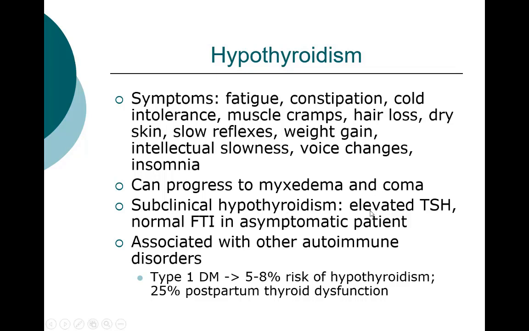Subclinical hypothyroidism: elevated TSH, normal FTI in asymptomatic patients. This is what we call subclinical hypothyroidism. May be associated with other autoimmune disorders like type 1 diabetes, 5 to 8% risk of hypothyroidism, 25% postpartum thyroid dysfunction.